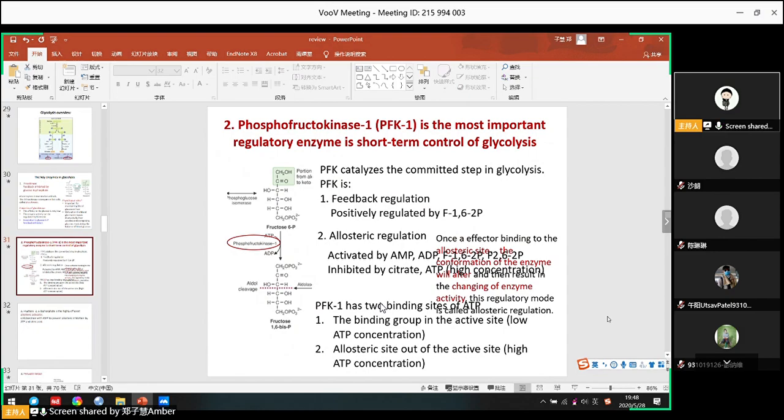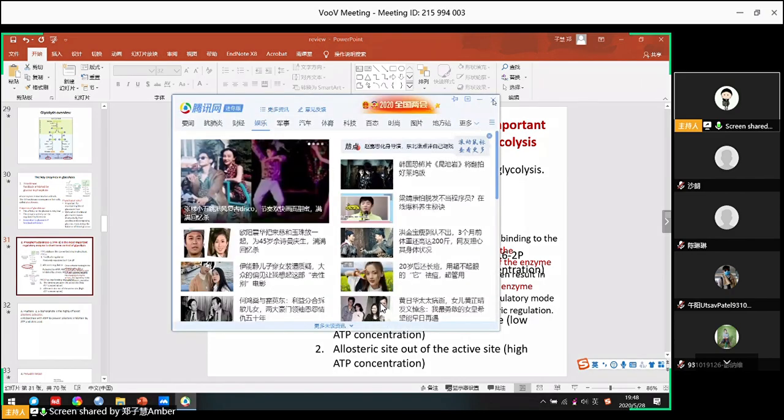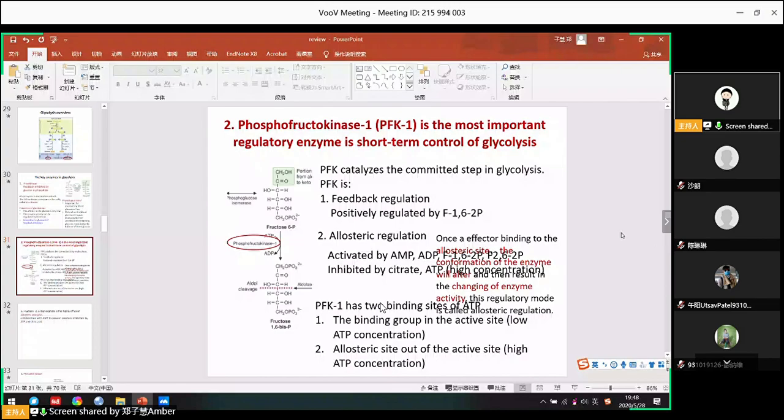Next is PFK1, phosphofructokinase 1. You only need to remember the abbreviation here. You don't have to remember the full name for this one. PFK1 is the most important. I repeat again, it's the most important regulatory enzyme in the short-term control of glycolysis. But also it is the rate-limiting enzyme. This is the most important rate-limiting enzyme in glycolysis. Okay, so of these three important enzymes, PFK1 is the most important.